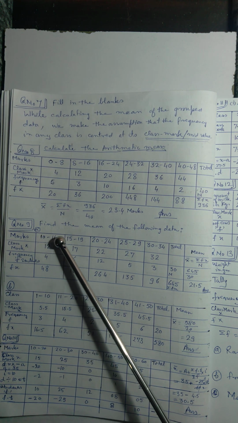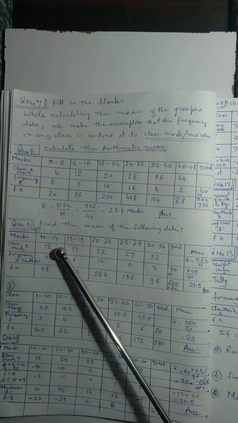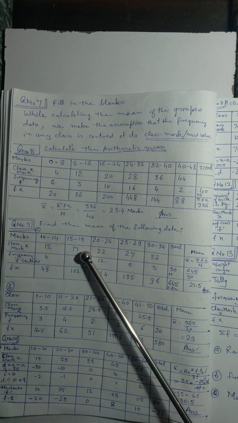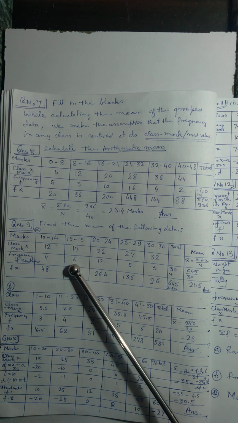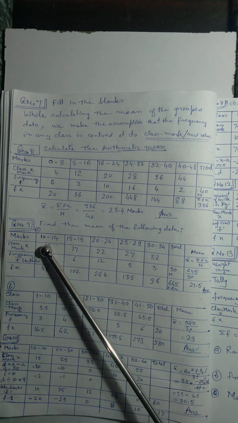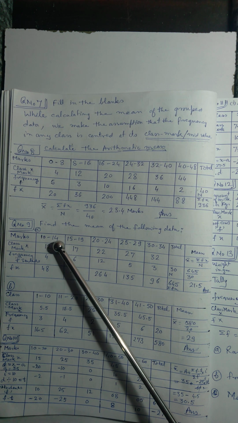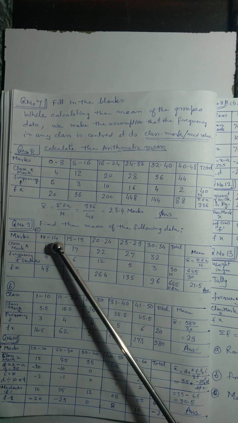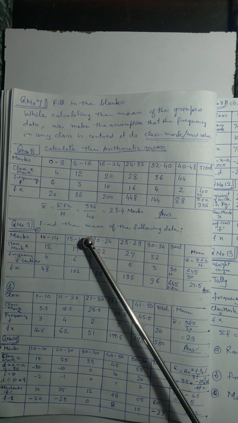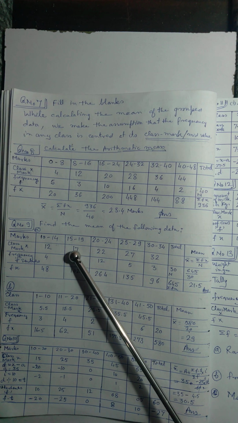A. 9a. Find the mean of the following data. The marks are 10 to 14, 15 to 19. This class is inclusive. Inclusive class is given. You see 10 to 14, 15 to 19 means 14 has been included in the same class. 15 to 19 means 19 has been included in this class, means 15 is also included and 19 is also included.